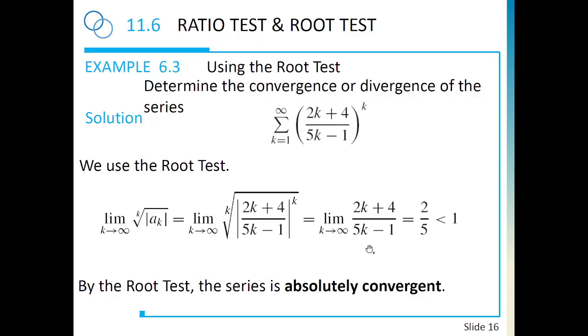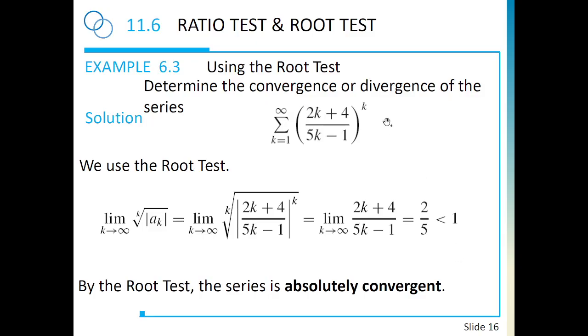So essentially we get this expression here. So the limit of this expression is easy to compute. We divide by k upstairs and downstairs, so we get 2 over 5. 2 over 5 is smaller than 1. Therefore, this series is absolutely convergent using the root test.